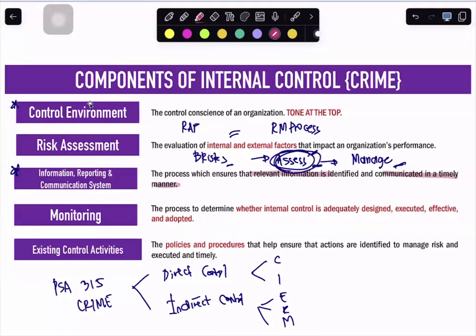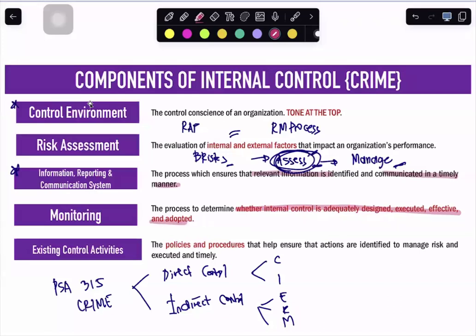Now let's look into monitoring. This is the process to determine whether internal control is adequately designed, executed, effective, and adopted. We said earlier that even if there is already an internal control, we still need to monitor that internal control because as time changes, of course, your controls may or may not be effective. Therefore, we keep on monitoring that. Although in audit, we look only at design and implementation, the management must always monitor the control. That's part of their responsibility.